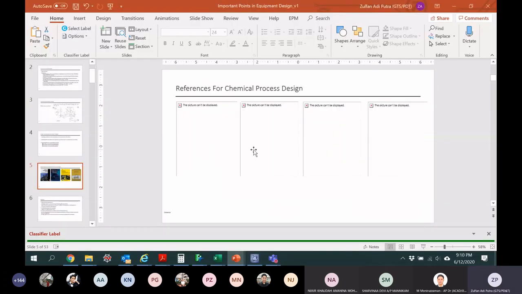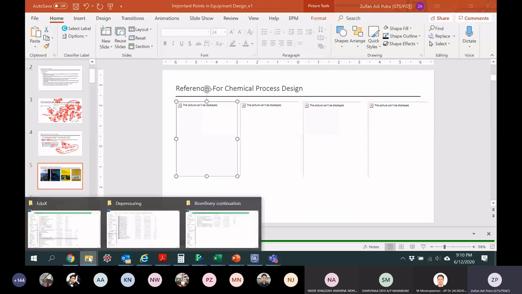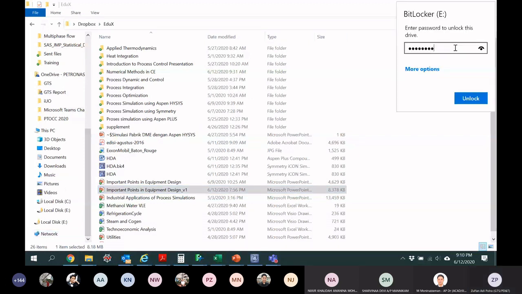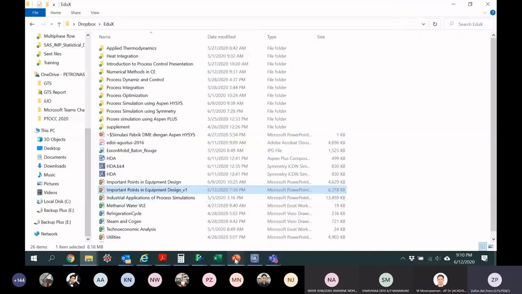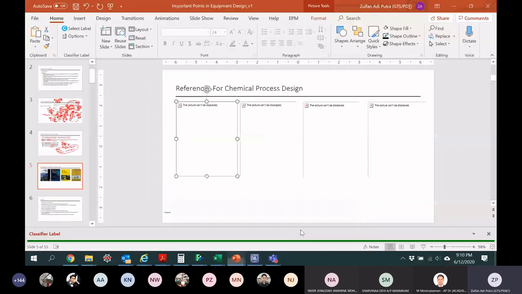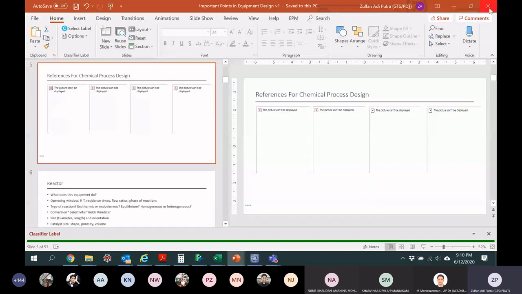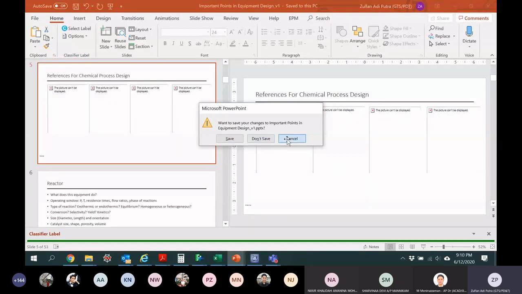So, some references. Why don't I get the slide for references? It's gone. My Dropbox is gone. Well, anyhow, okay. I don't know if you can see this. It's gone over there. Cancel.